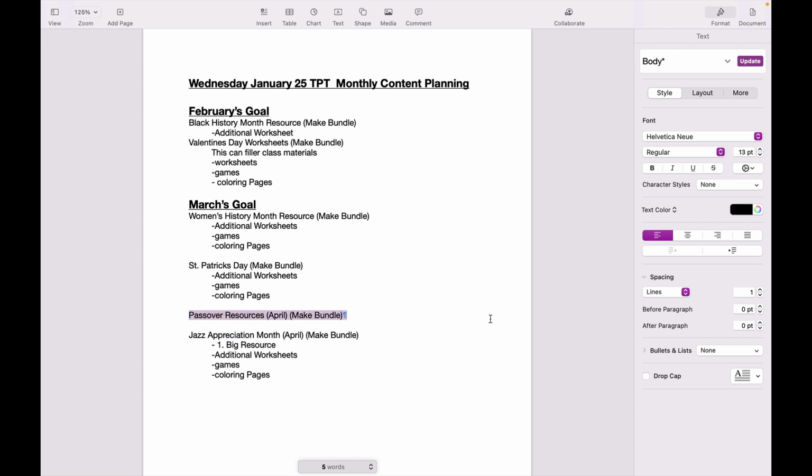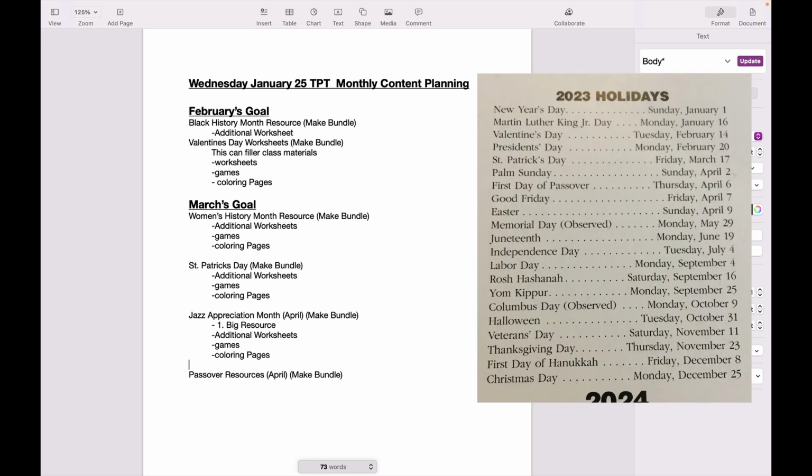So keeping that in mind, I'm going to bump up my Jazz Appreciation Month resource above my Passover resources. And when you're looking at these things, like these holidays and stuff, look at every single holiday. I mean, I've got that 2023 holiday calendar thing. I will put a picture of it in here. That way I'll remember. And there's also Palm Sunday, which would be a good resource to make.